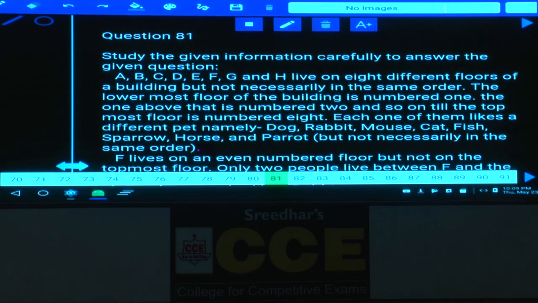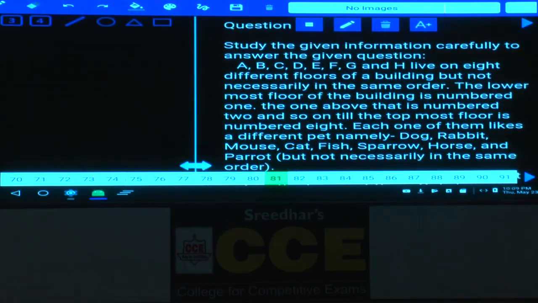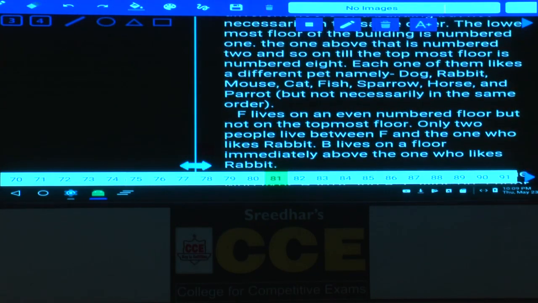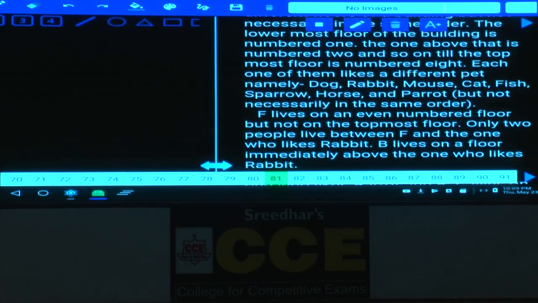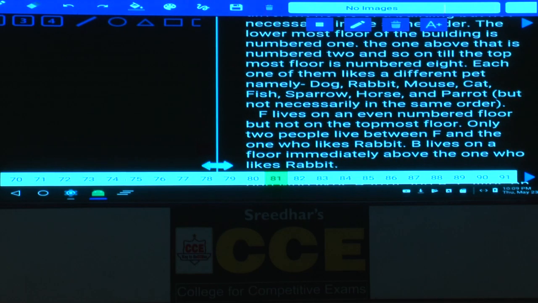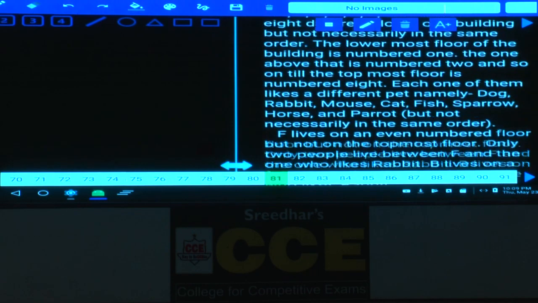A, B, C, D, E, F, G and H live on 8 different floors of a building but not necessarily in the same order. The lowermost floor of the building is number 1, the one above that is number 2 and so on till the topmost floor is number 8. And each one of them likes a different pet, namely dog, mouse, rabbit, cat, fish, sparrow and so on.